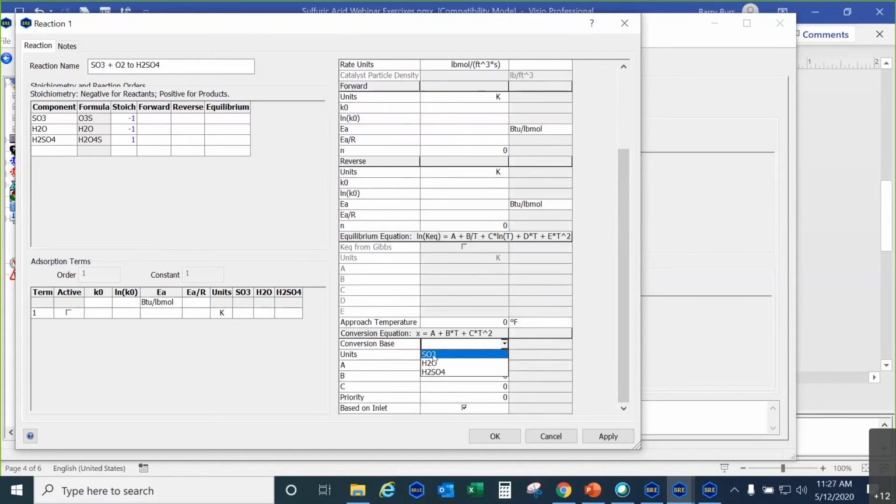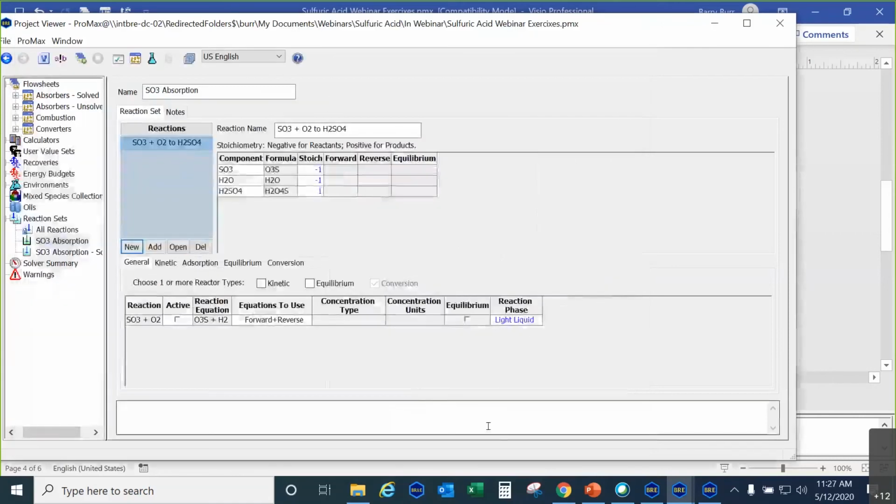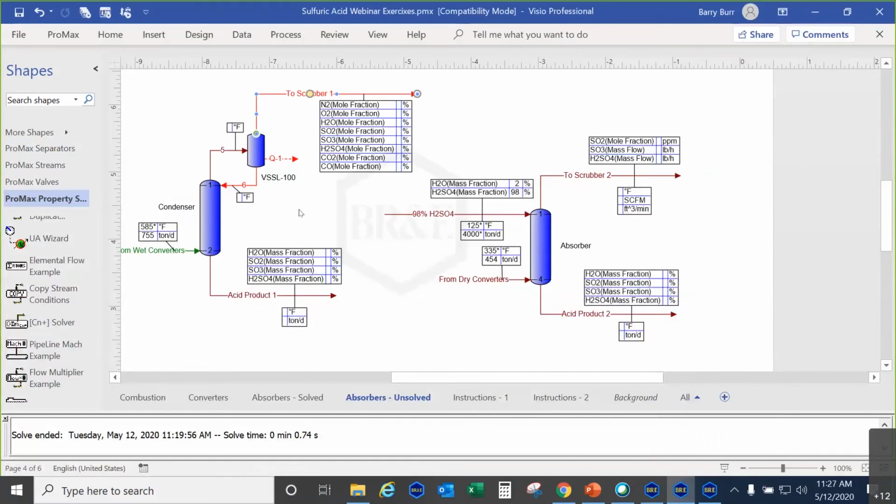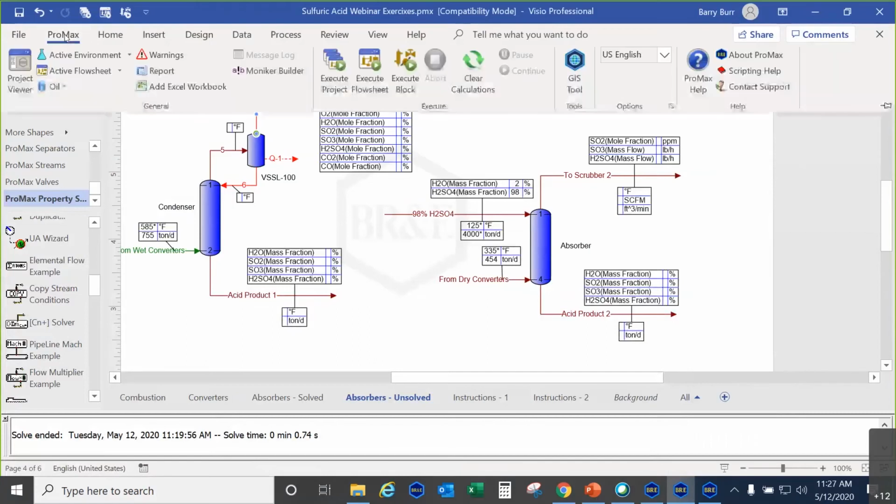Conversion base will be SO3, and it asks us to use 1 for the conversion base here. I think that's all we have to do to create this reaction set. And now I want to check the active box to make it an active reaction set. Okay, so the reaction has been added. So now when we create our environment, adding a reaction set is one of the steps you do in configuring an environment. So we're going to create that environment right now.